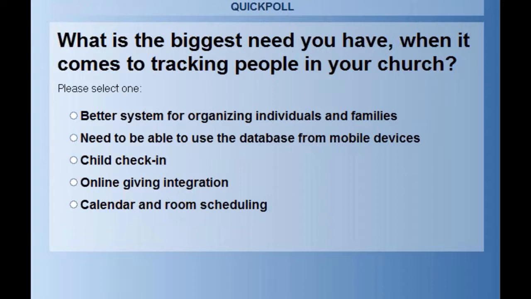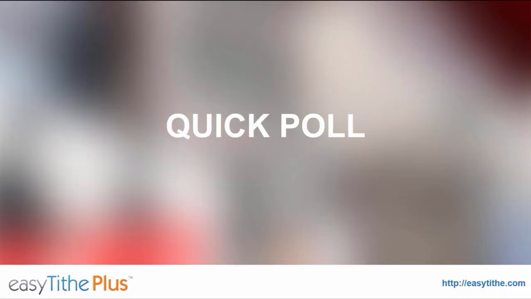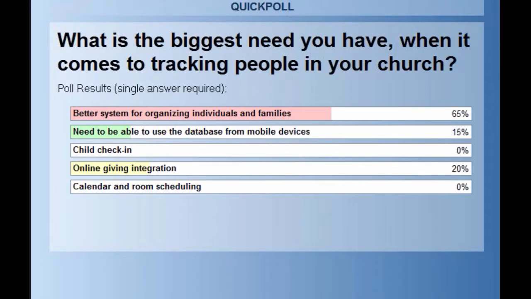All right. I'm going to go ahead and close that down. Thank you for everybody who voted. And actually, instant gratification here. Let me show you what you all said. So it looks like there's a bit of a smattering of responses here, but clearly the number one choice, 2/3 of you basically said you need a better system for organizing individuals and families. We hear that a lot. And then I see some interest there in online giving integration too. I realize that was kind of an unfair question, because I don't know if your church is like mine, all these things matter, all these things are important.